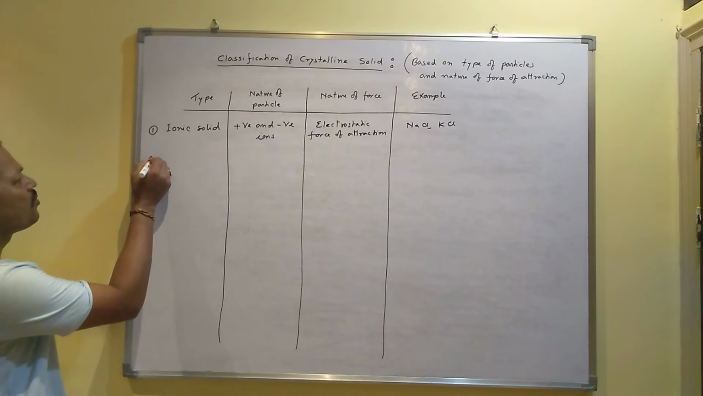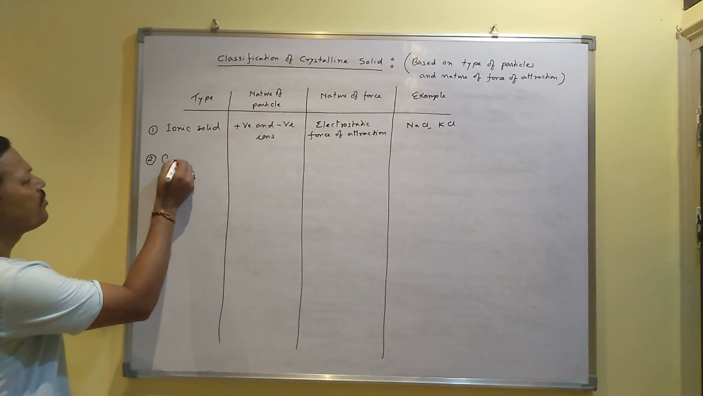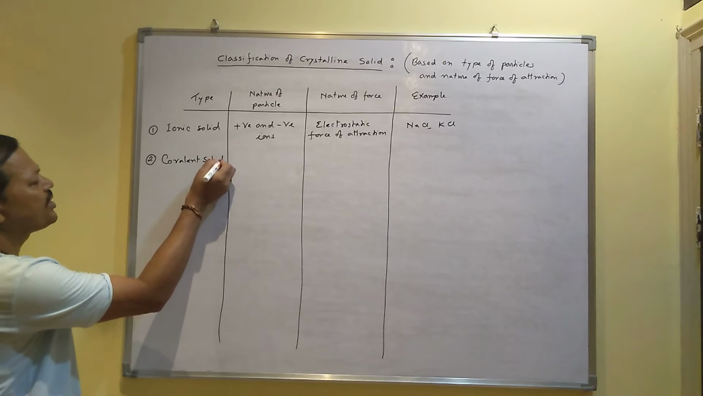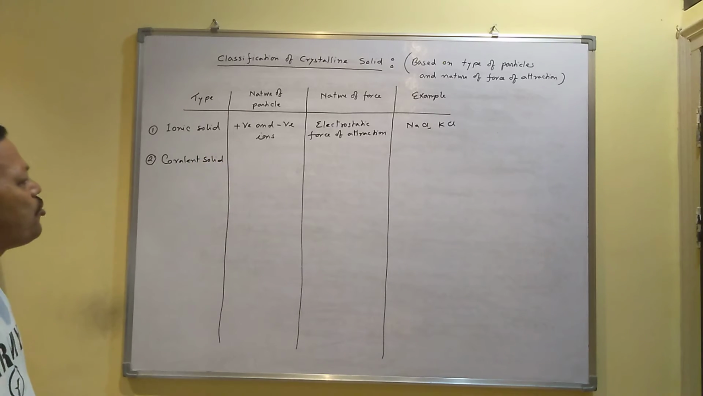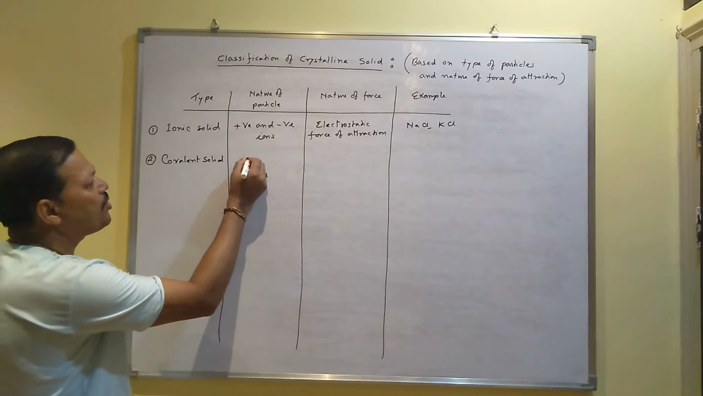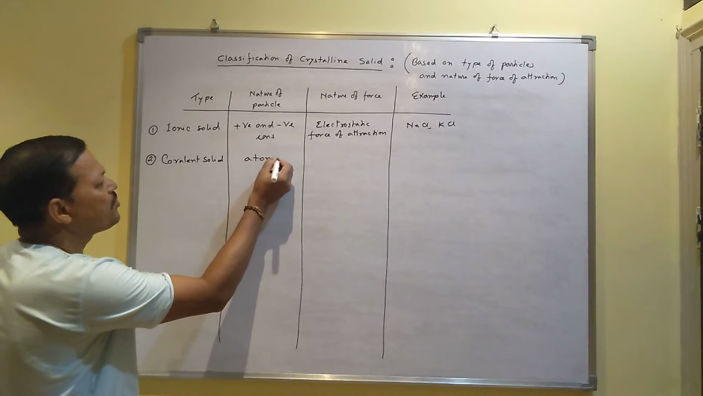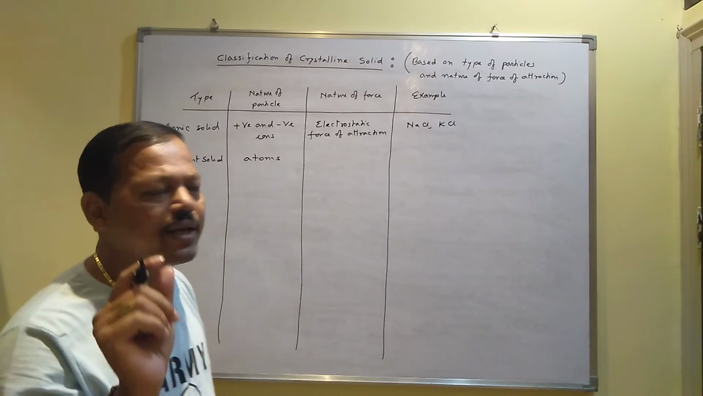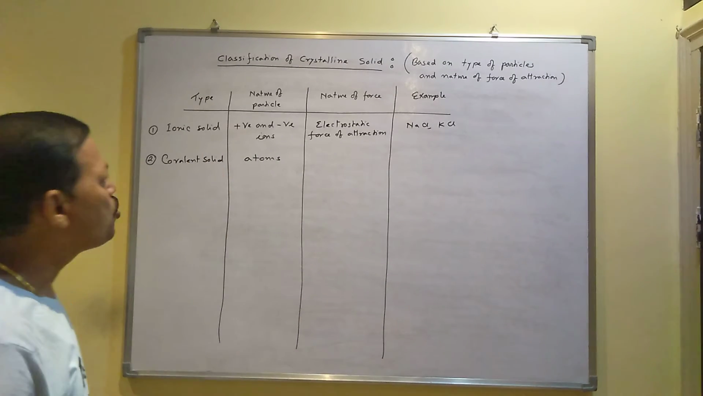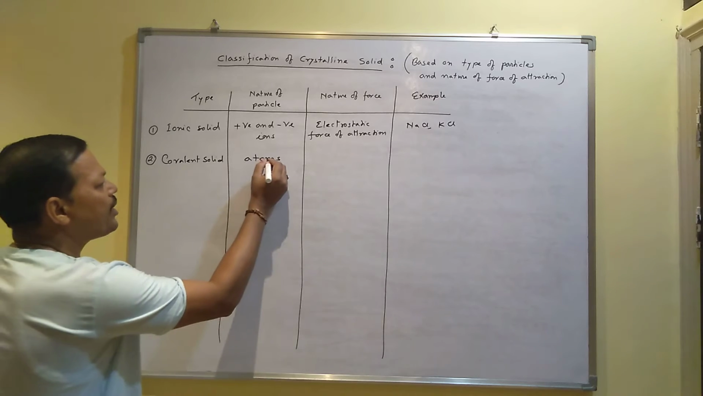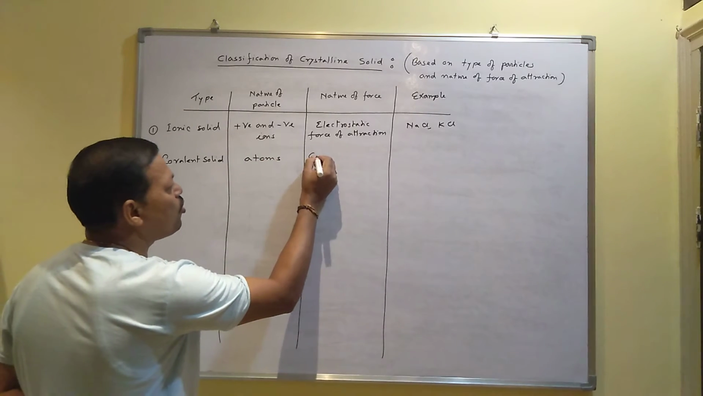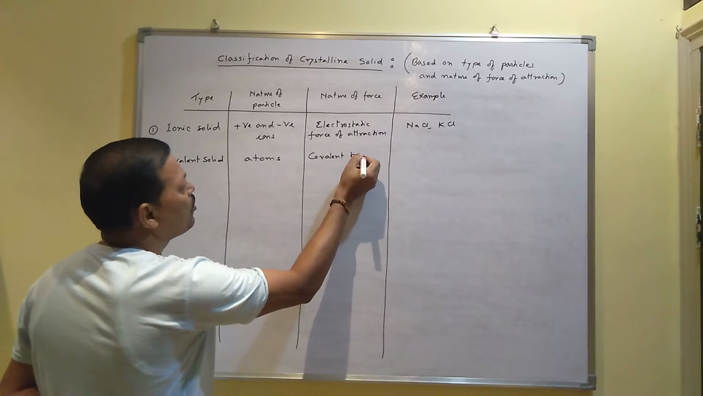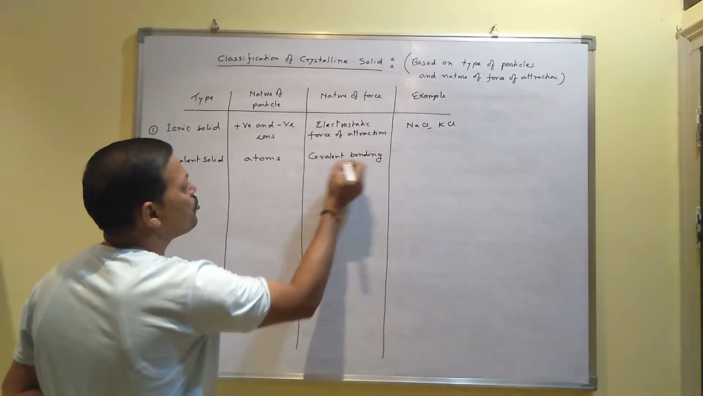Number two, covalent solid. This is another type of crystalline solid. A solid is said to be covalent solid if the constituent particles are atoms. I mean inside the solid, if the particles are atoms, then that type of solid is said to be covalent solid. And in between the atoms, what type of force exists? The force is called covalent bonding force.